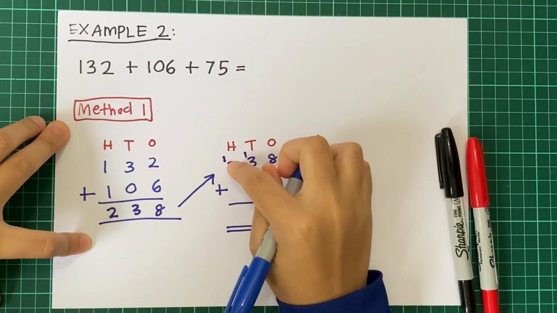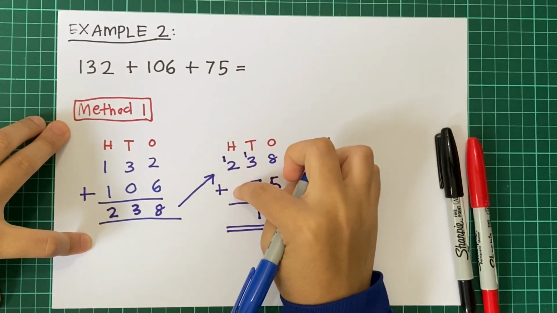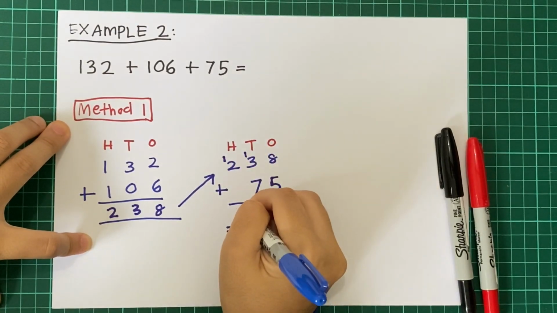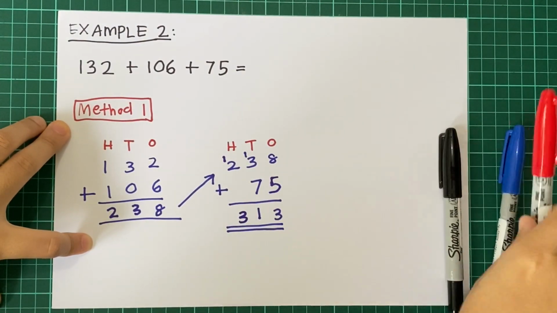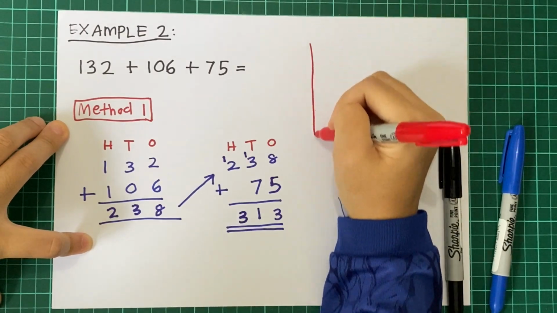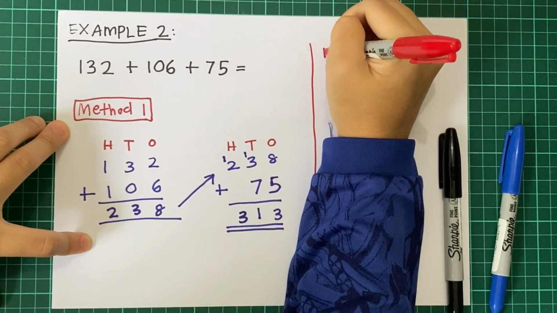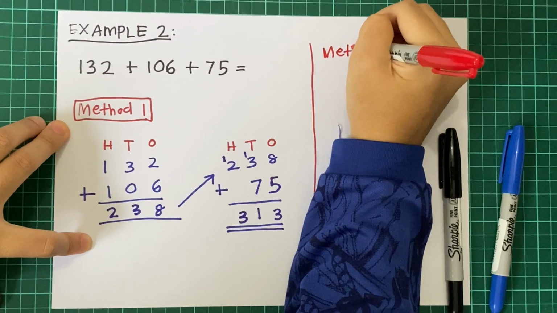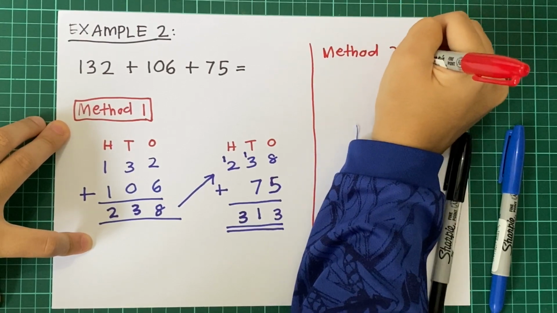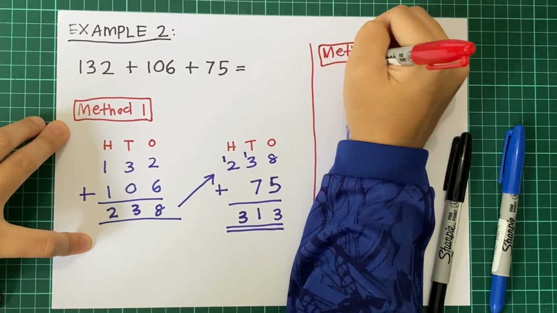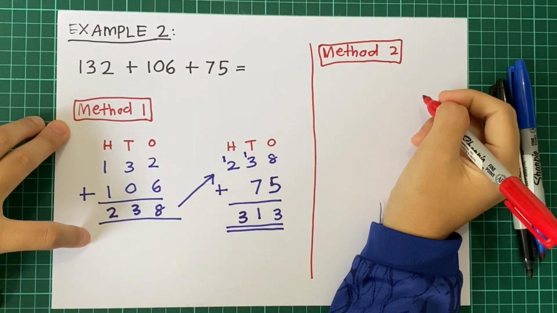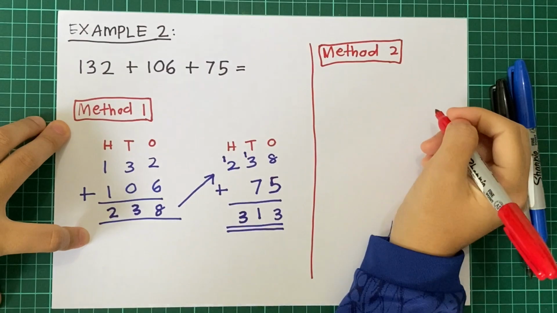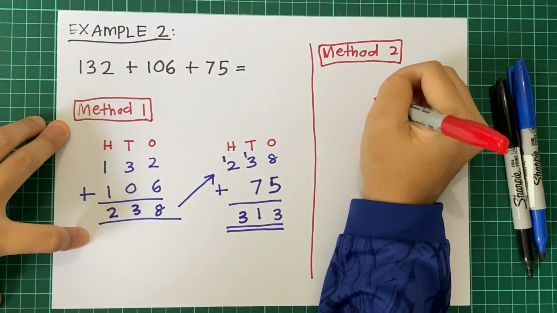For hundreds, 1 plus 2 equals to 3. You plus with nothing, equals to 3. The answer is 313. Now, we compare this answer with method 2. Remember, for method 2, we need to plus all these three numbers in one standard written method.